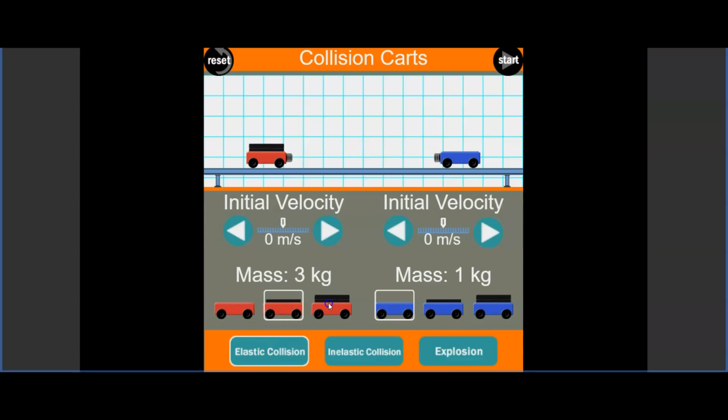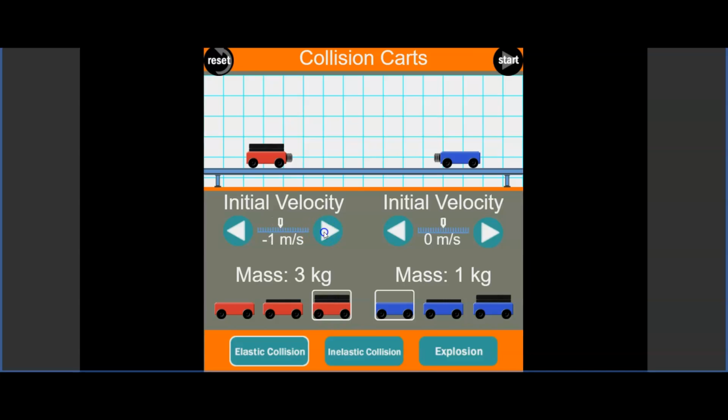Here is where I can change the mass of the cart, and the number is right here. I can record that number in my lab. The initial velocity, I can have a positive number. That means the cart is going to go to the right. If I have a negative number, it's going to go to the left. I'll prove it to you. Here we go. It's going to go to the right. Or I can give it a negative number. It's going to go to the left.